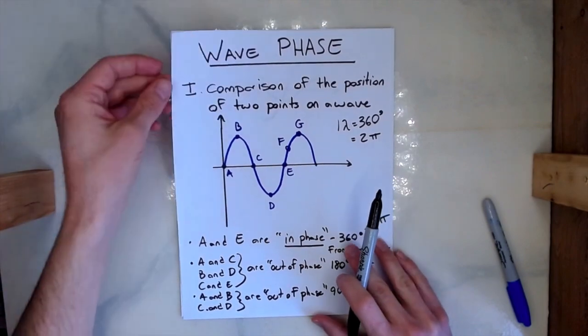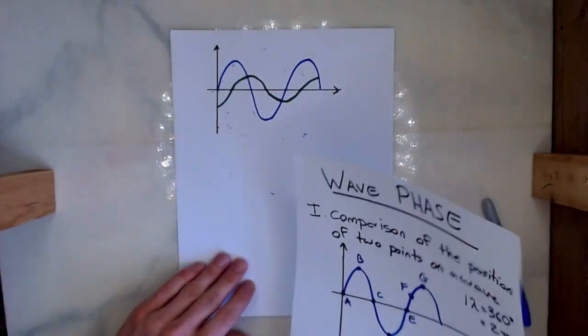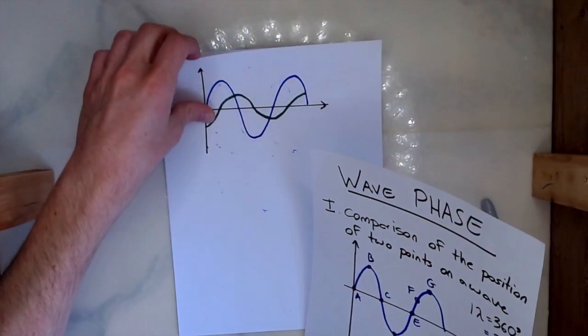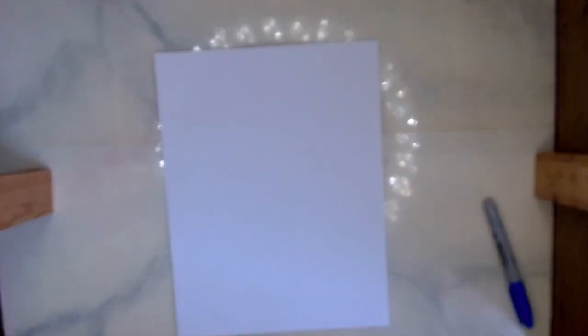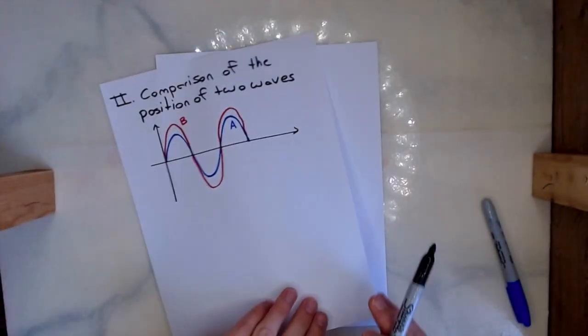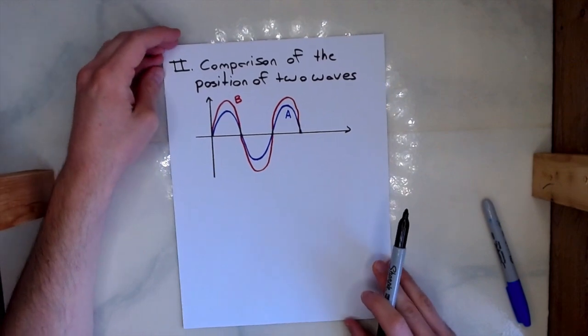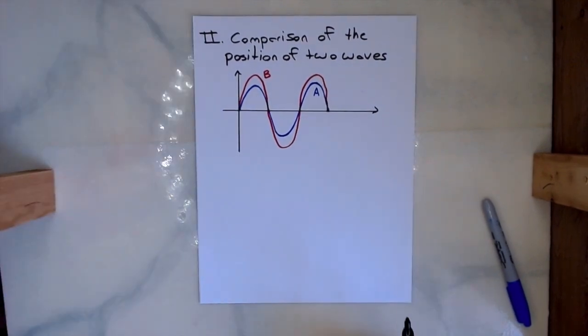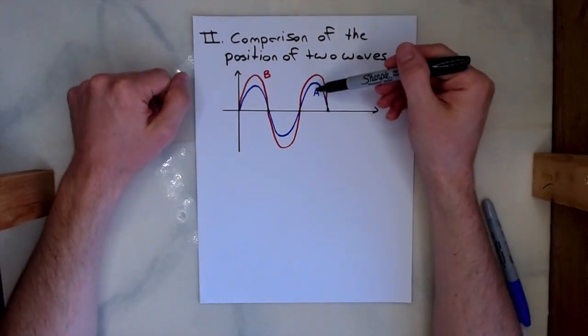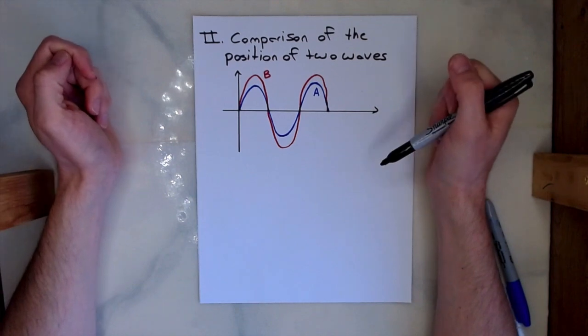So that's when we're comparing points on a wave, but we very well may want to make a comparison of the position of two waves. And if we want to make a comparison of the position of two waves, we're again going to talk about phase. Here I have two of them, right? I have A, which is blue, and I have B here, which is red.